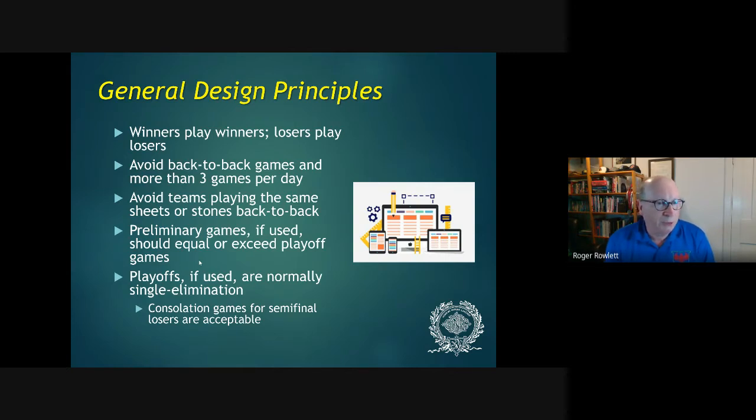Preliminary games, if you're going to have playoffs, should equal or exceed the number of playoff games. And playoffs, if they are used to determine your winners, are normally single elimination games. Although consolation games for your semifinal losers to determine the 3rd place finisher is certainly acceptable. And all of these principles are embodied in the college curling guidelines for designing your competitions.